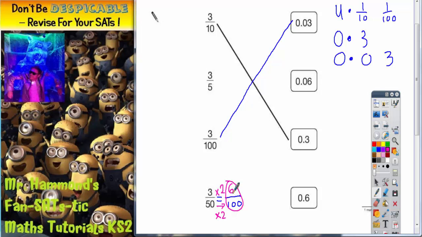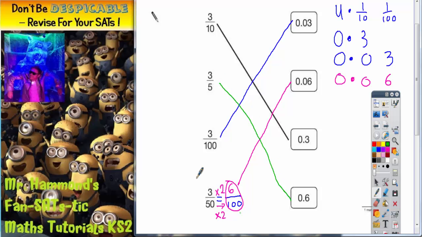And remember, 6/100ths is the same as a 6 in the hundredths column. And a 6 in the hundredths column means there's a 0 in the tenths column, a 0 in the units column, and a decimal point. So it's 0.06. So 3/50ths must join to 0.06. Now there is only one left, and that's 3/5 joining down to 0.6. So it's got to go to that one.